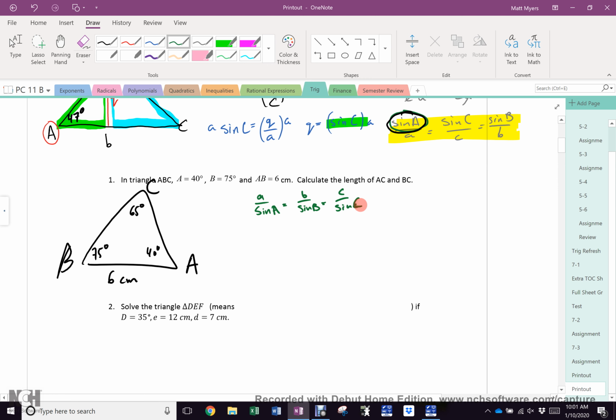Now, before I do anything, I should label these sides, shouldn't I? What is this side? I've called it AB, but that's not what it is in the sine law. What is it in the sine law? Lil c, which makes this what? Lil b, which makes this what? Lil a. Why won't you say Lil? It's hurtful. It's Lil, like Lil Wayne.